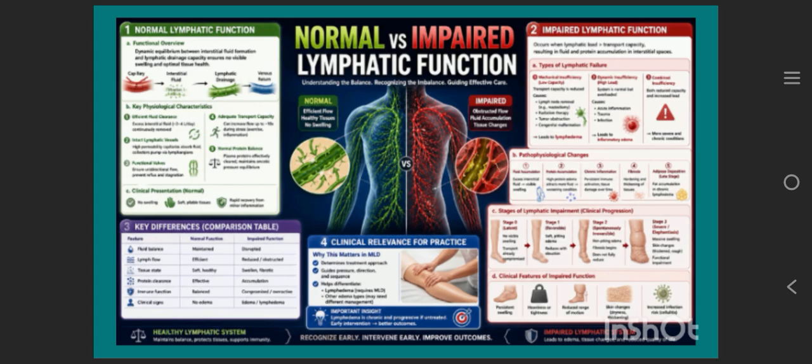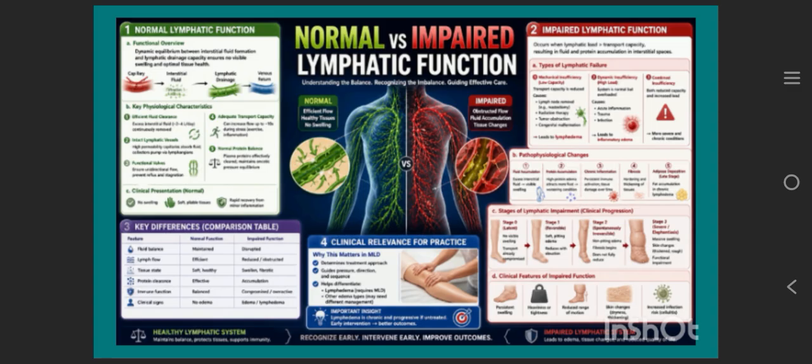This ensures no visible swelling and optimal tissue health. Second, we will discuss the key physiological characteristics. The first point is efficient fluid clearance. Firstly, excess interstitial fluid, approximately 2 to 4 liters per day, is continuously removed. Secondly, it prevents accumulation in tissues. That is how efficient fluid clearance happens.